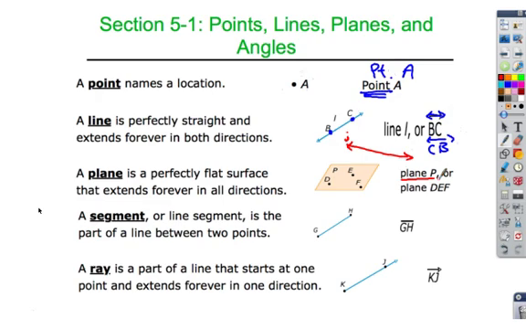The other way you can name this is to take 3 points. 3, not 4, not 2, not 1. 3. And name them and write plane DEF or FED or FDE. It doesn't matter the order. What matters is that there are 3 of them.